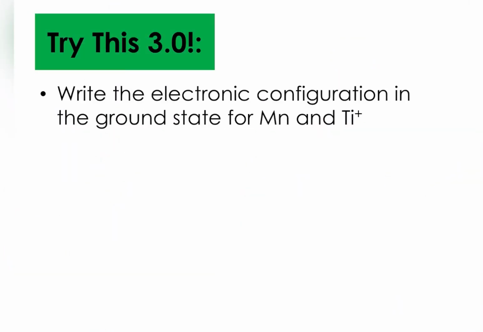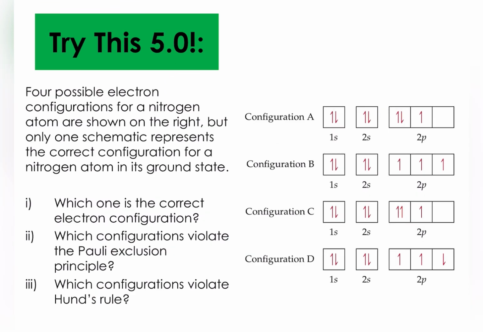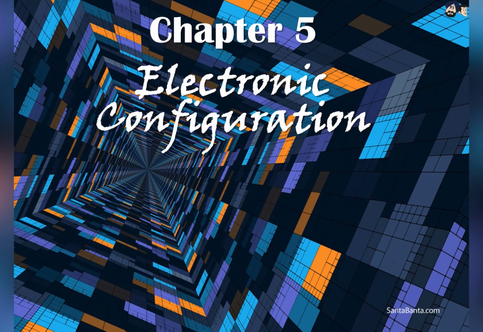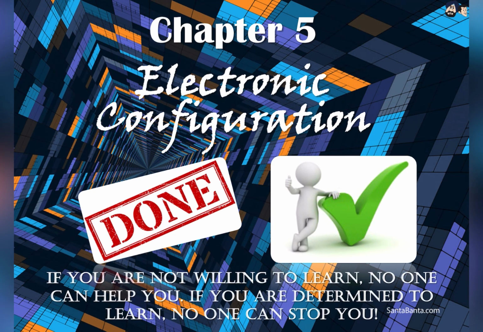So make sure you try this 3.0. The next one, try this 4.0. And last one, try this 5.0. Please try this. Okay, cuba jawab supaya awak faham apa yang awak belajar dan awak boleh aplikasikan ilmu yang awak belajar. And now we settle for chapter 5, electronic configuration. You're done. So make sure you try to do your best to learn. Tolong kuatkan semangat because Miss percaya awak semua boleh buat. And make sure you complete all tutorial questions and submit them before the deadline.